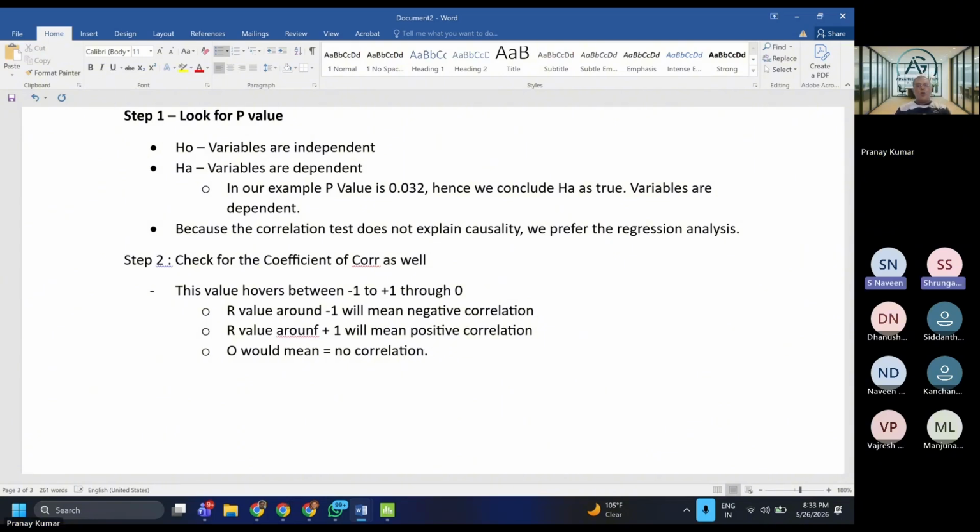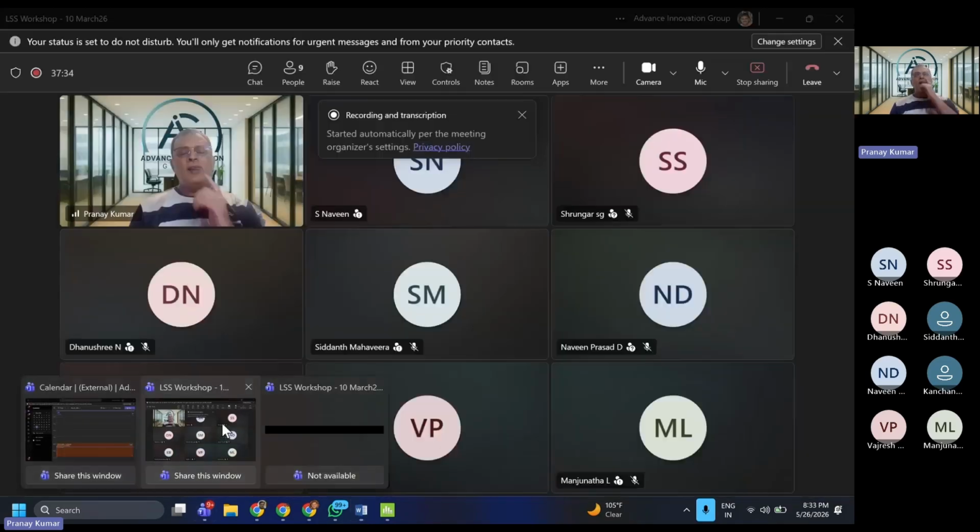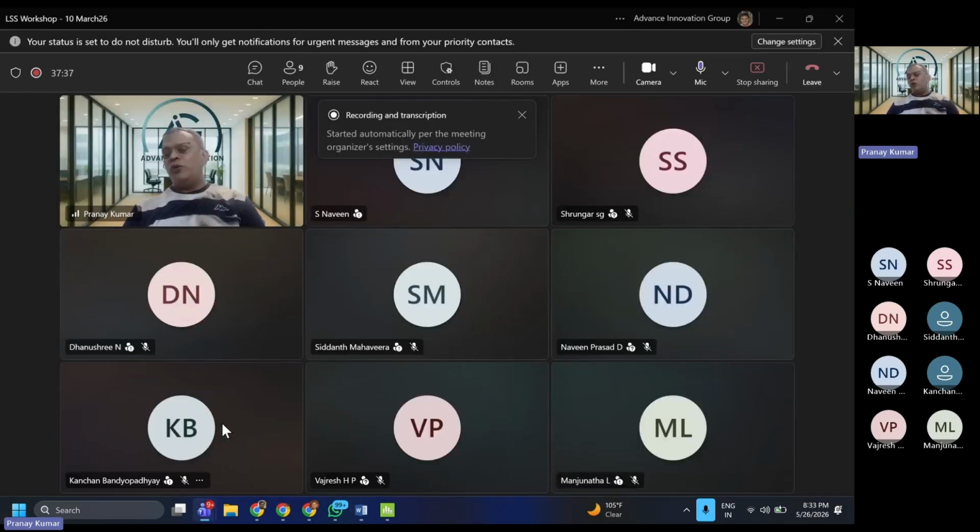How can the R value be 0, sir? When P value, we said that it is dependent based on P value. Thank you for asking this. Please realize when we are trying to explore the relationship between two variables, we are actually looking at two dimensions.